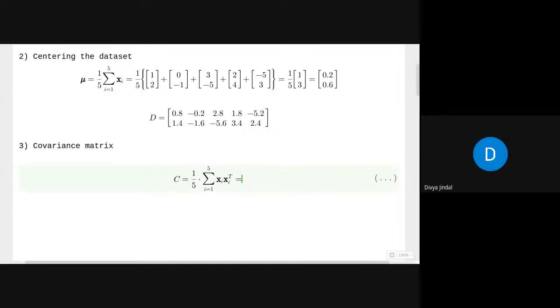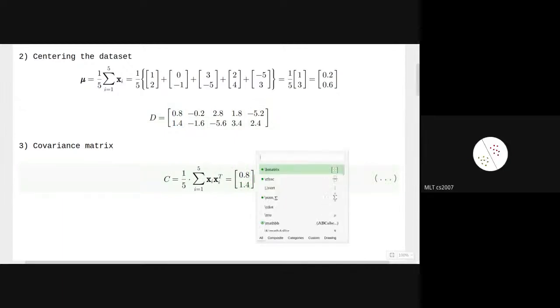Does it make a difference? It does make a difference, because xi transpose xi is the dot product, which gives you a scalar, and this gives you a matrix. He will never ask you to do this in the exam, but it helps in understanding. I'll do it for one, and then for the rest I will show you how to do it in NumPy.